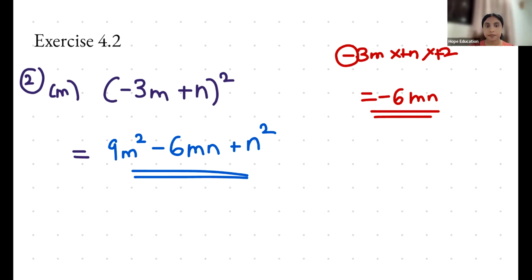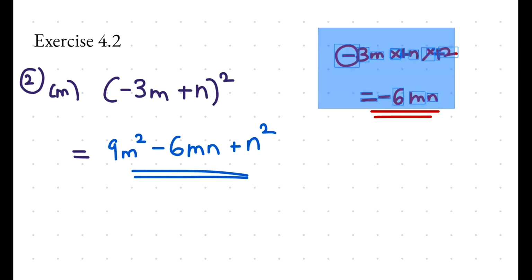Is it clear, Sashali? Yes, how did 9 come? Okay, I will explain that as well. Minus 6mn is clear to you? Yes, Miss, thank you. Yes.